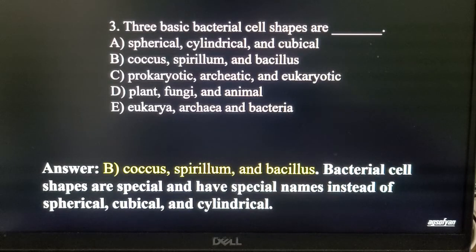Yes, the answer should be B. Coccus, spirillum, and bacillus. So for bacterial cell shape, they have special shape. The first special shape is called coccus, round. Okay, it has special name, it's called coccus. Second is spirillum, look like a spiral. Okay, and third is bacillus, look like rod. Okay, long cell. So again, for bacteria, they have special name for their shape: coccus, bacillus, and spirillum.